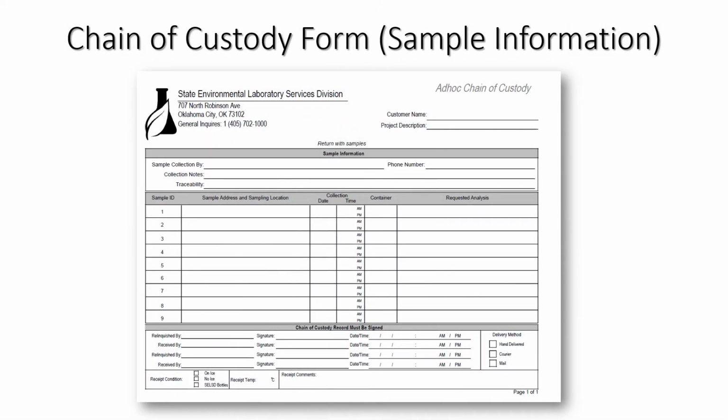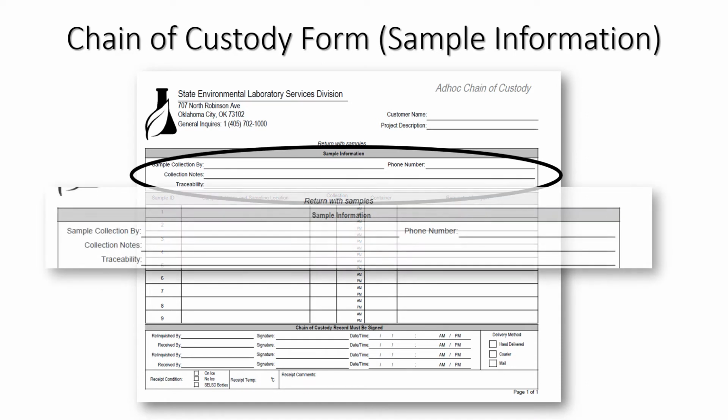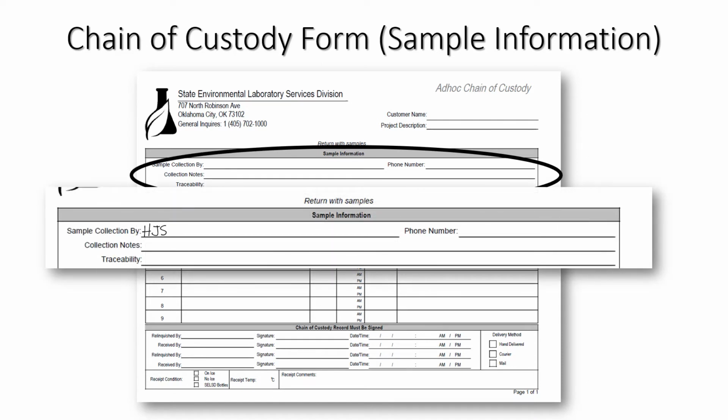Next, in the sample information box on top of the sample rows, fill out the collector's name or initials in the sample collection by area. Add a current contact phone number for the collector in case there are any questions about the samples or any missing information on the form. If you have any special collection notes about your samples, please write them in the collection notes area, or you may describe any issues you are having that prompted you to collect samples. For example, if your private well is having taste or odor issues, note that here.